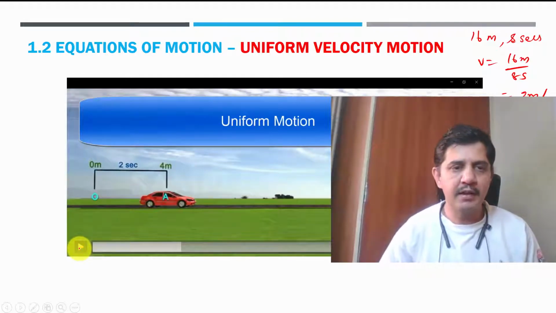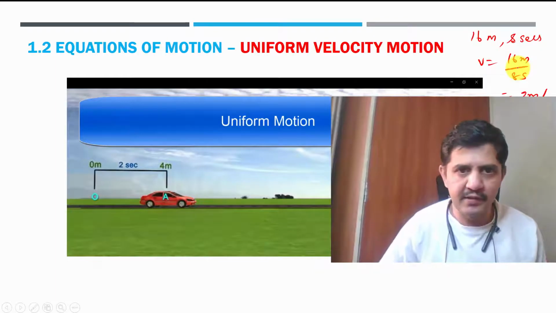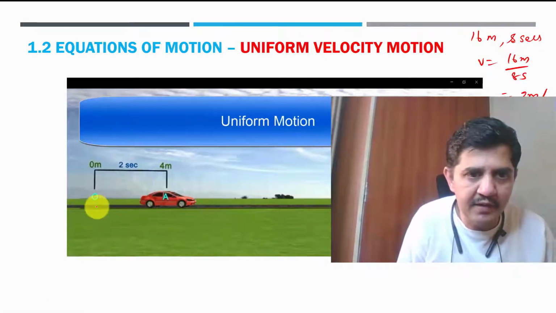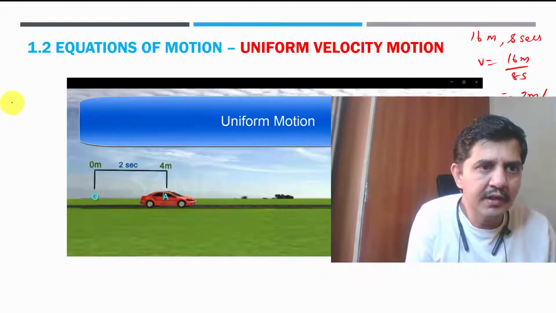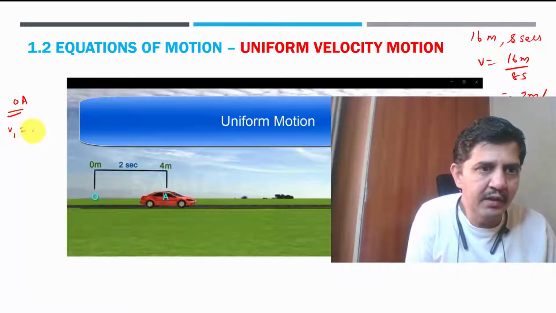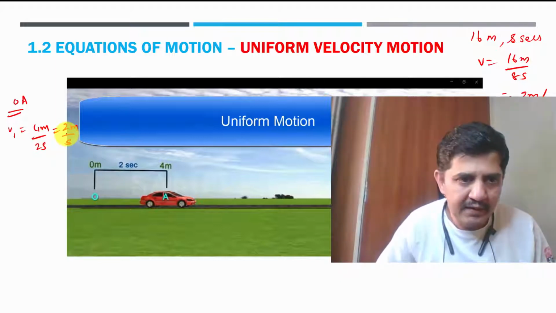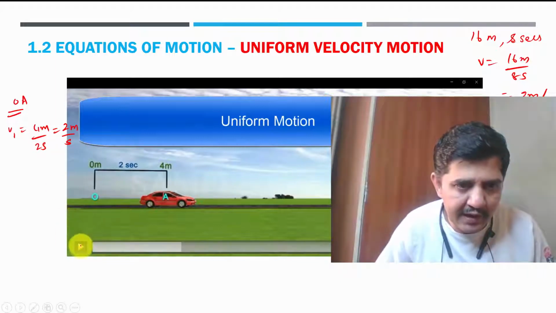Let me stop it. Okay, and it has taken a time of 2 seconds. So now let me write down what the velocity is in the region from O to A. In the region OA, the velocity v1 is 4 meters divided by 2 seconds, which is equal to 2 meters per second. Okay, now let us continue with the simulation once again.